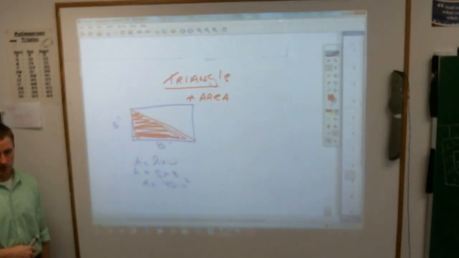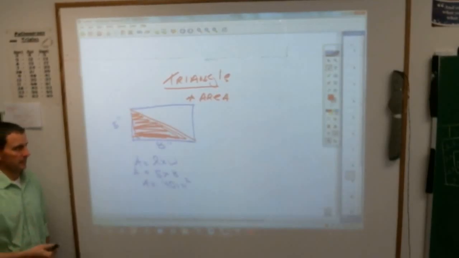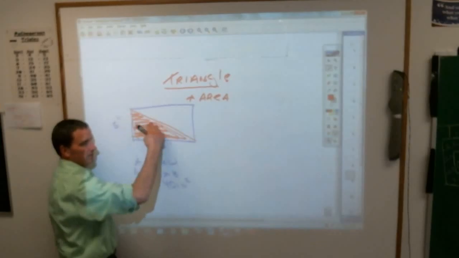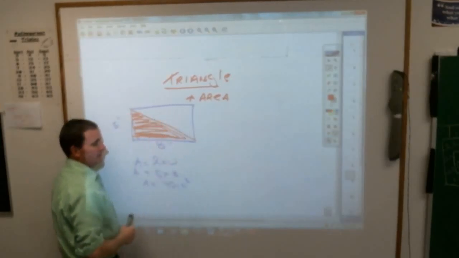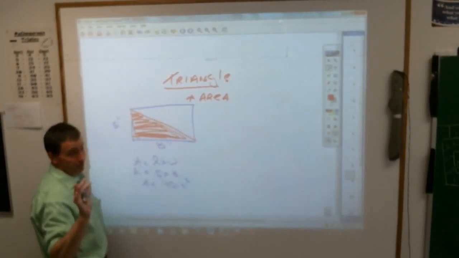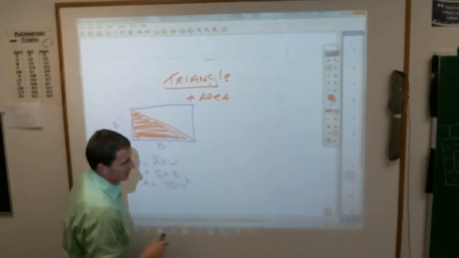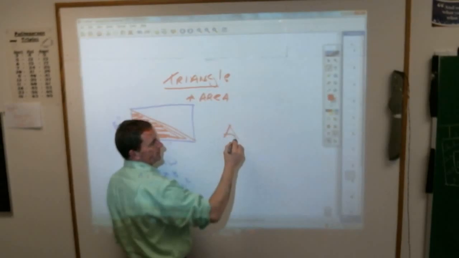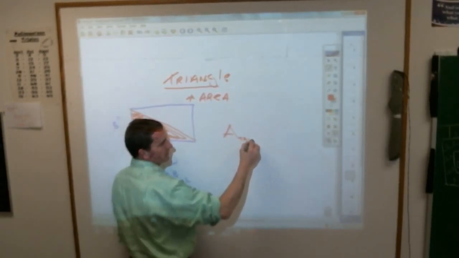Why would it be 20 square inches? Because it's just half of. Exactly. I cut this rectangle in half and made a triangle out of that half, so it's going to be half the area. And that is the key with the formula for the area of a triangle. Here is the formula for the area of a triangle.